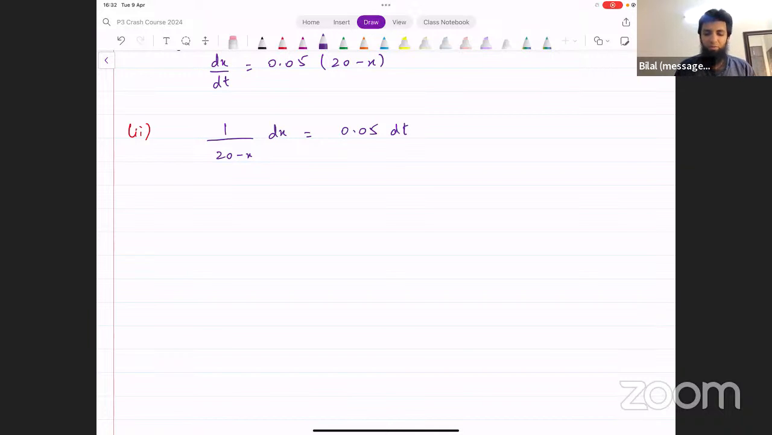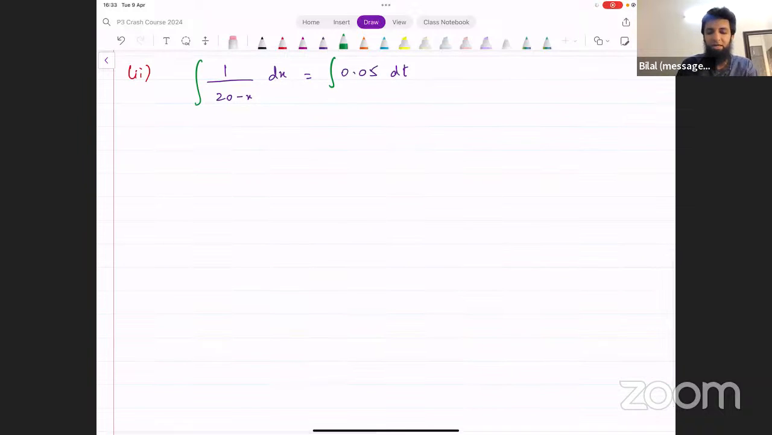Okay. Now this 0.05 is a constant. You could bring it to the left side if you wanted. You could leave it here on the right side. It would not make any difference. But we have to bring 20 minus x, that whole thing, to the left side. Okay, so this is what we get. Now the left side only has x, the right side only has t. We integrate both sides now. Integrate the left hand side with respect to x and integrate the right hand side with respect to t.